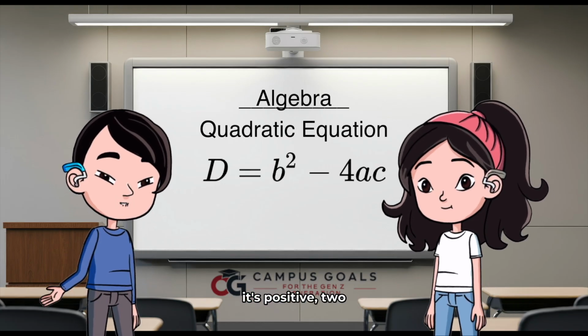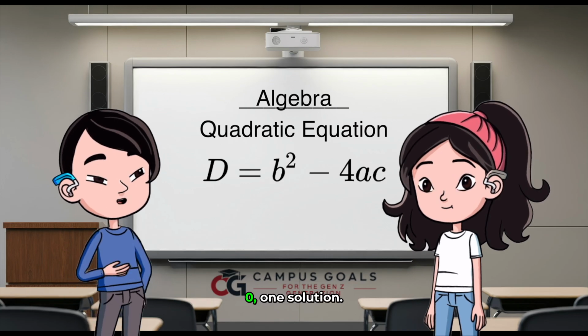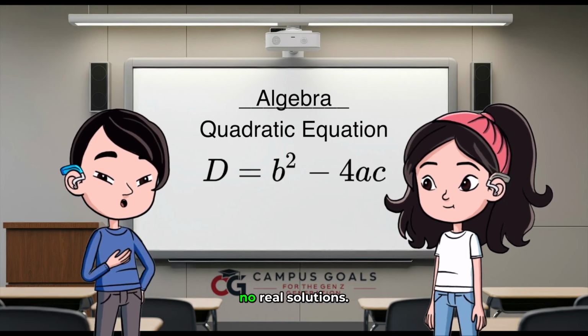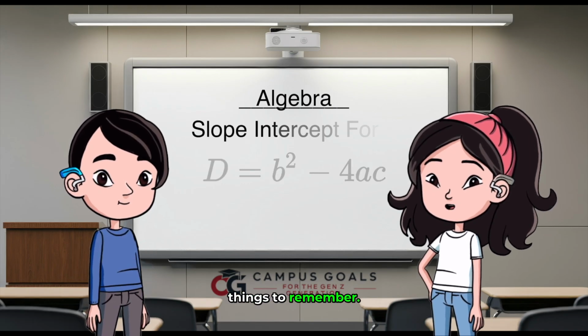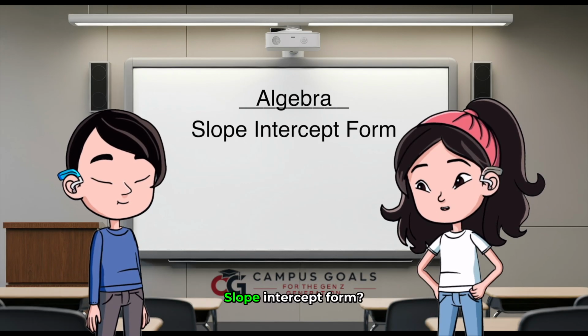If it's positive, 2 solutions. If it's 0, 1 solution. If it's negative, no real solutions. Super important. So many things to remember. What about slope? Slope-intercept form?